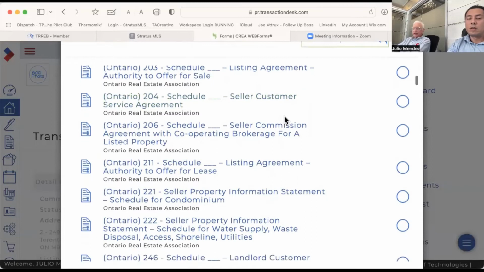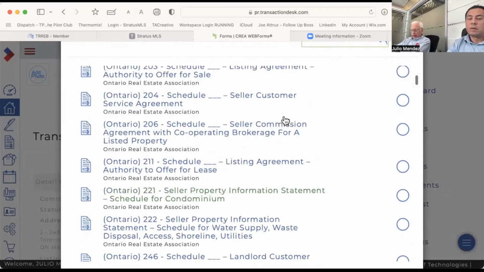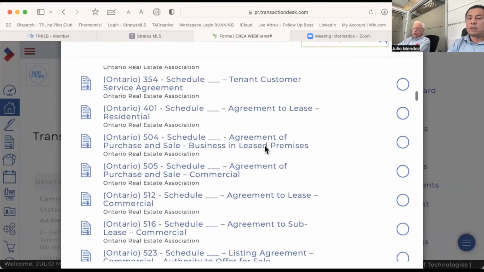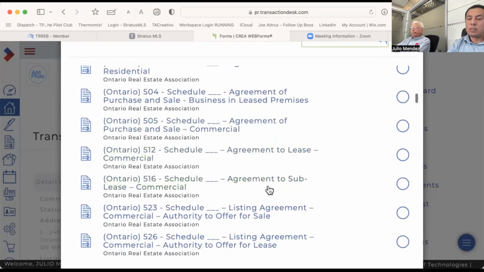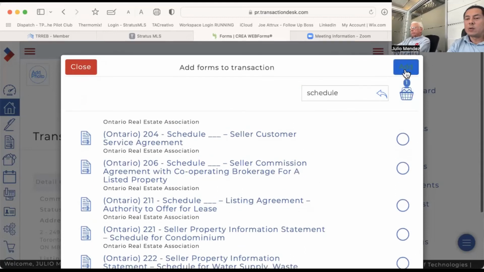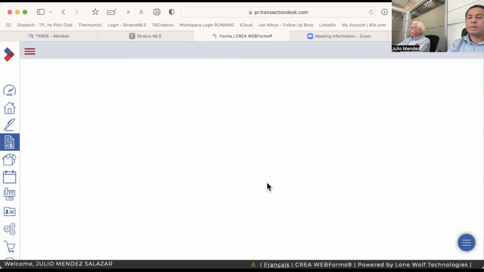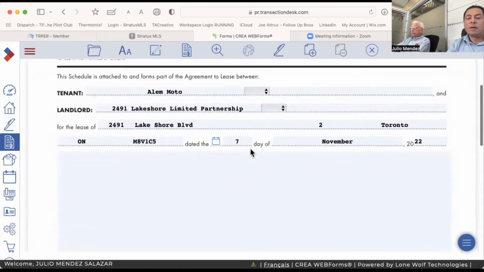So it's something you can just type out in the Schedule A attached there too, and make it part of the agreement to lease. Agreement to lease commercial, Schedule A. So we just added a schedule, and then we'll call this Schedule A, right?